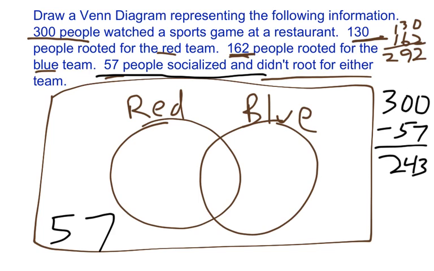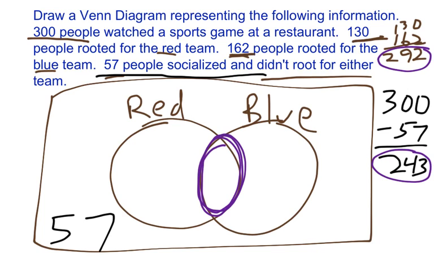Now, what you may have guessed now, I have 292 and 243. I can just subtract these numbers to find out how many are represented in the intersection of these two. So I'm going to do 292 minus 243. And that is going to give me 49. So 49 are counted twice, in other words.